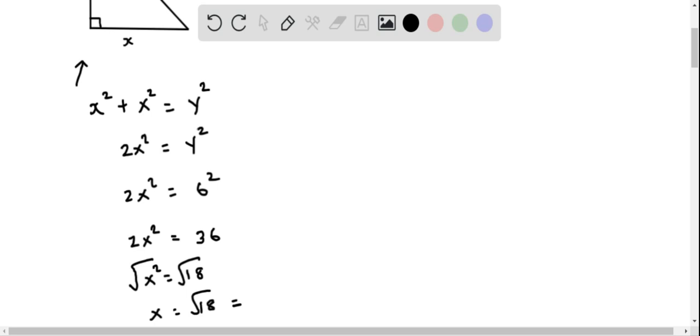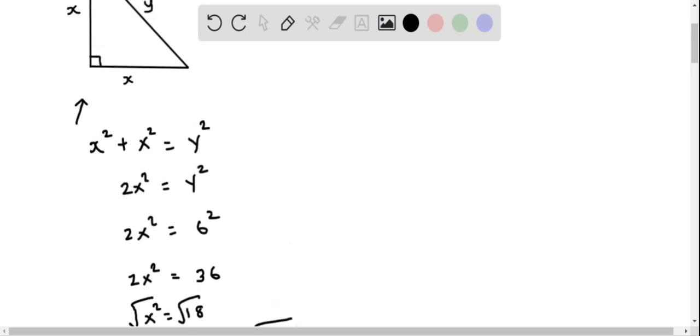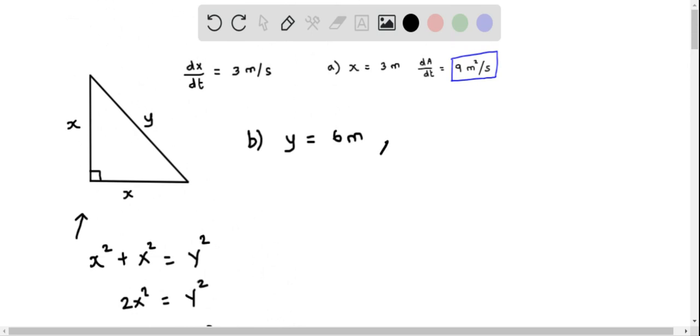In fact, this radical can be simplified. We write 18 as a product of two numbers, that is 9 times 2. According to the radical rules, this is the square root of 9 times the square root of 2. The square root of 9 is 3, and we put root 2. So here we have x equals 3 root 2. We will utilize this to find the rate of change of area. So I'm going to mark x equals 3 root 2 when y equals 6, in meters.